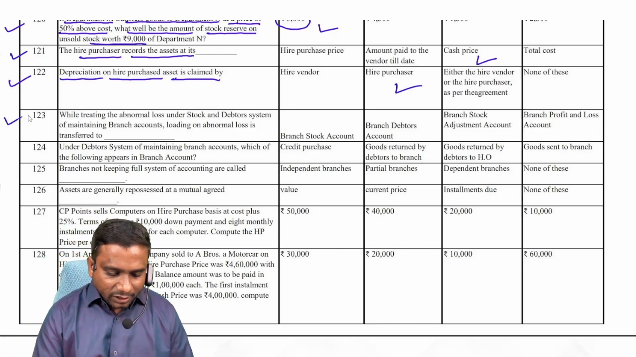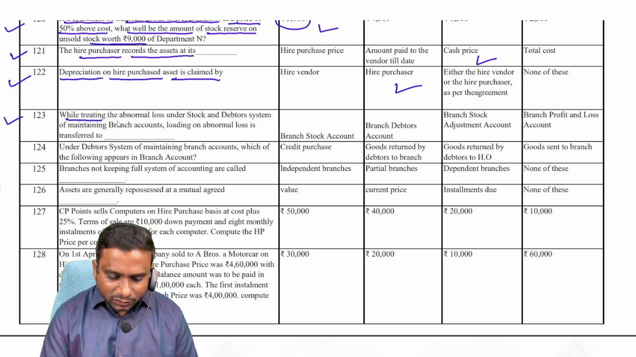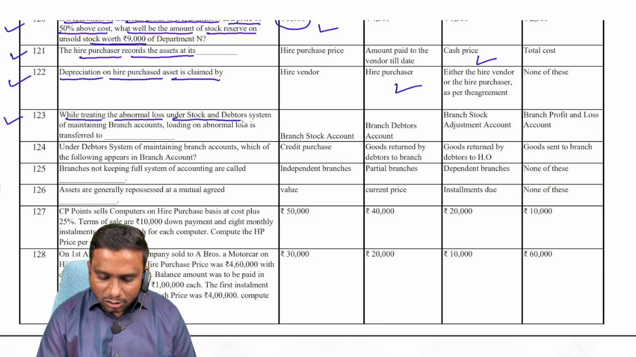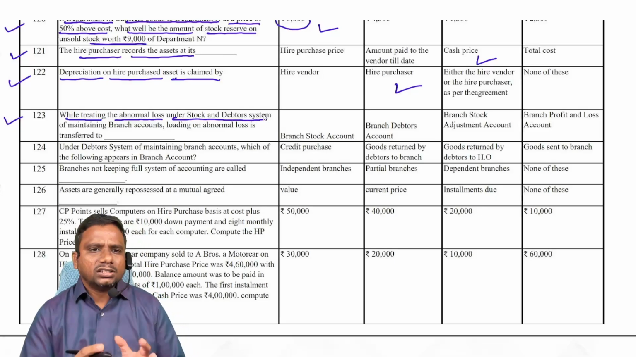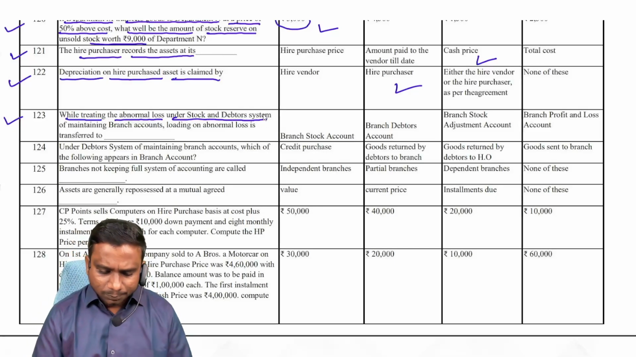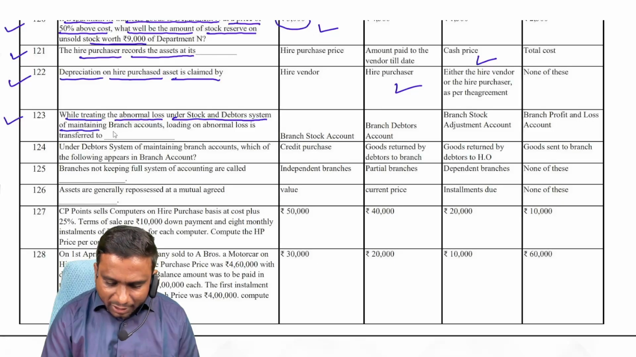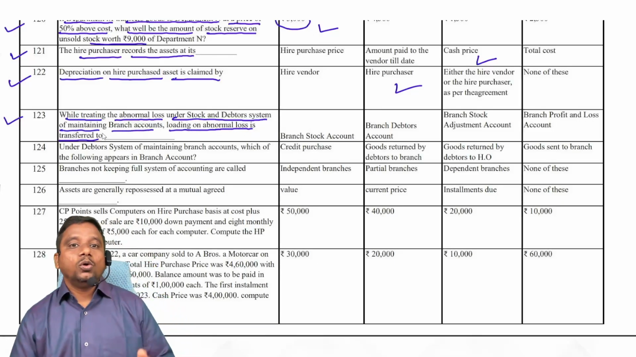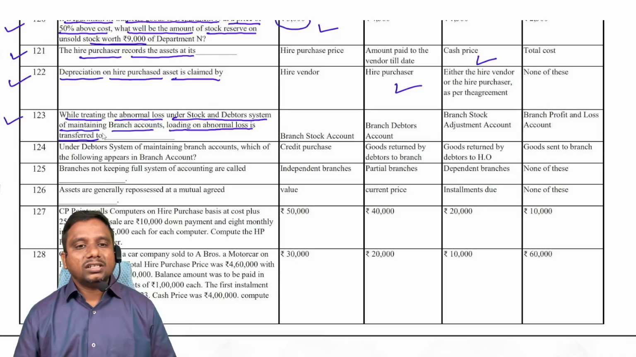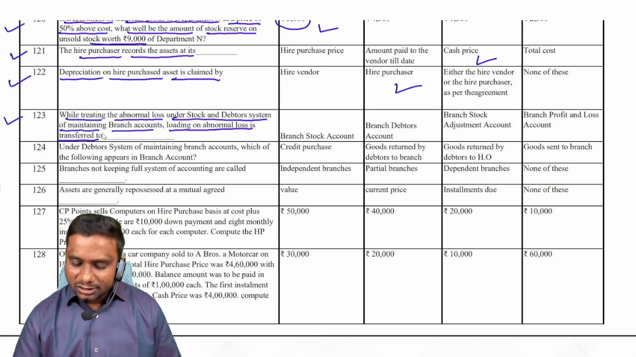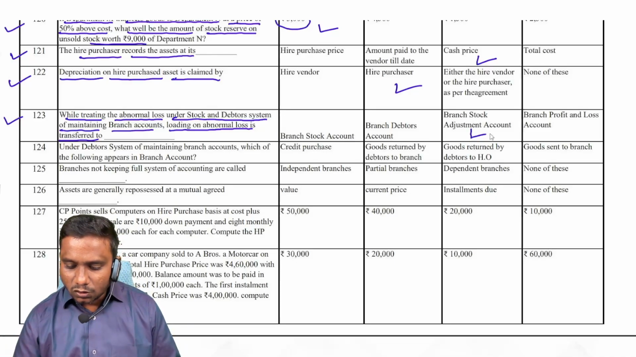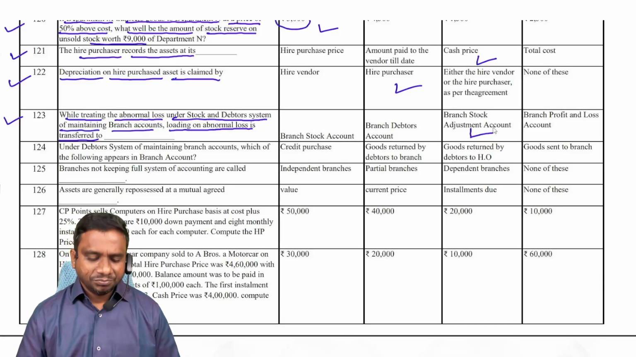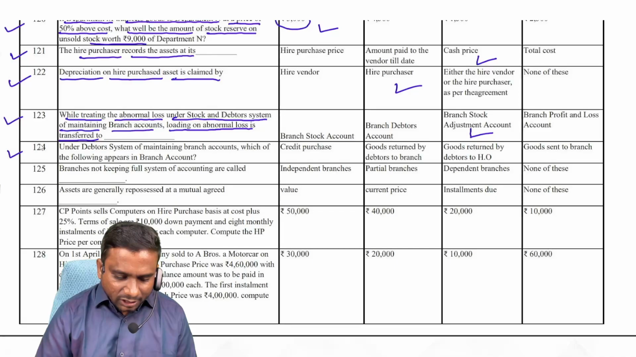Next one. 123. While treating the abnormal loss under stock and debtors system, we maintain so many accounts. Maintaining branch accounts, loading on abnormal loss we transfer to which account? Stock adjustment account. So branch stock adjustment account. To this account we transfer loading. Is it clear?